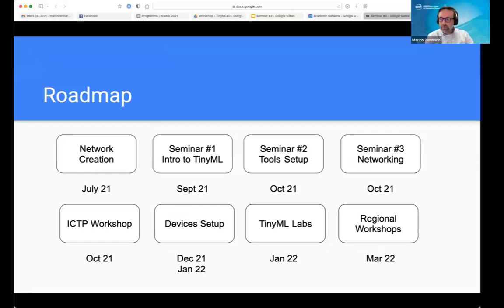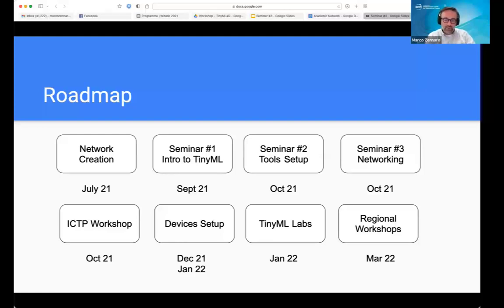So roadmap, what have we done so far? We created a network not long ago, in fact, in July. So this summer, we had the first seminar in September, the introduction to TinyML. We had the second seminar at the beginning of October, in fact, last week in October 2021. This seminar today, and the next activities are going to be the ICTP workshop in 10 days' time.